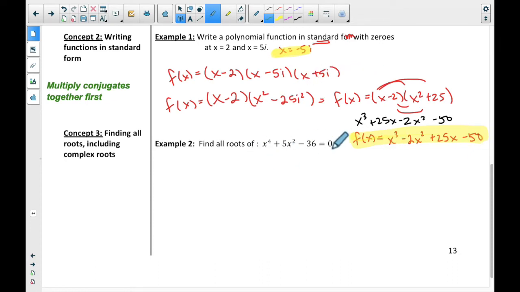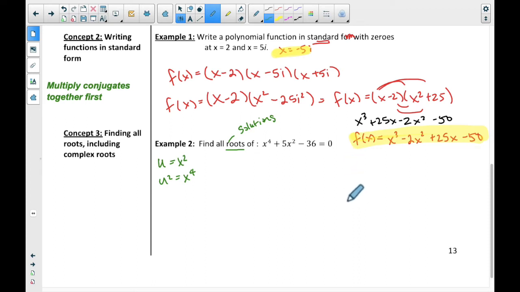This problem is starting us in standard form and it wants us to find the roots. Remember, roots means solutions, so we need to solve for x. How do we solve for x? Well, the way we solve for x is we factor it. This can be factored by using the u method. Okay, so our u is x squared, our u squared is x to the fourth.